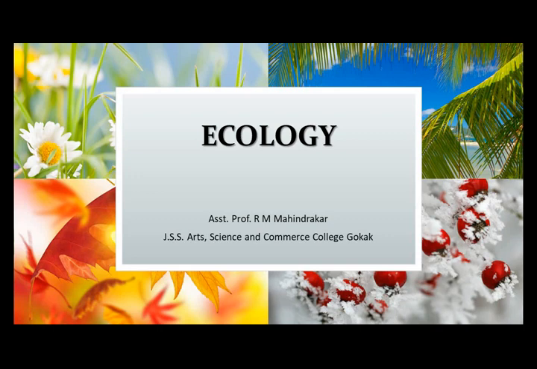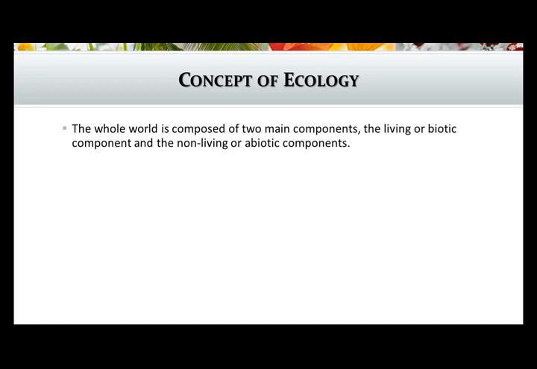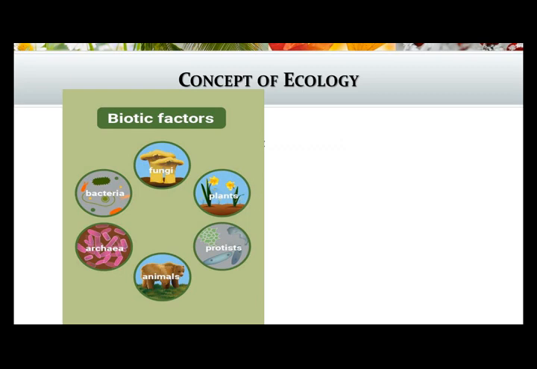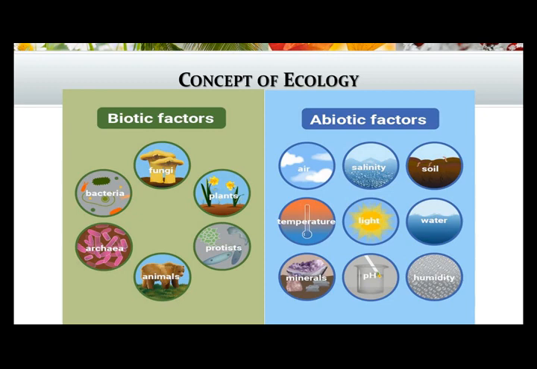Ecology is recognized as one of the natural sciences. It is considered to be a science concerned with the nature and the interrelationship of the biophysical environment, which includes both biotic and abiotic components. The biotic factors are all the living organisms, starting from the unicellular bacteria and algae, to multicellular protists and more complex forms like fungi, plants, and all the animals. The abiotic components or factors include the air, salinity, soil, temperature, light, water, minerals, pH of water and soil, and humidity.